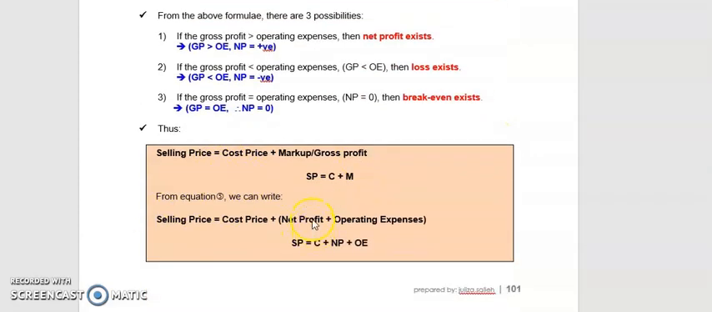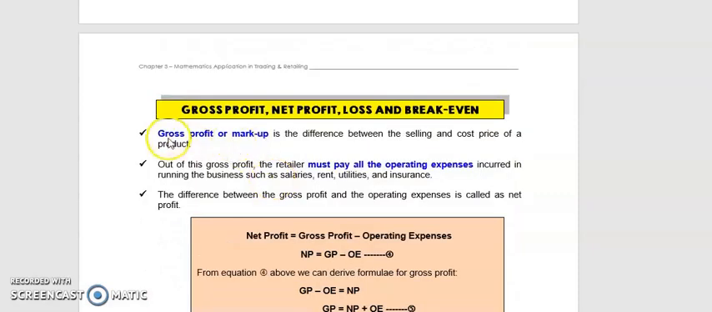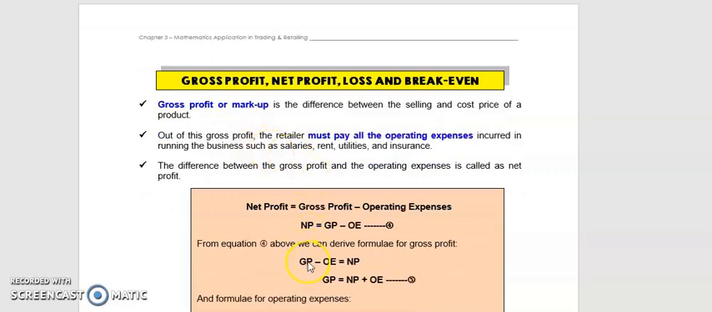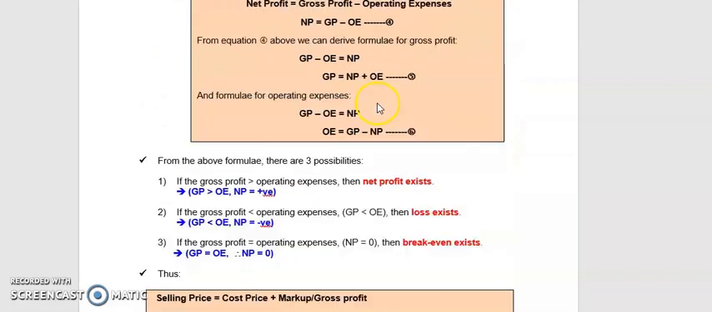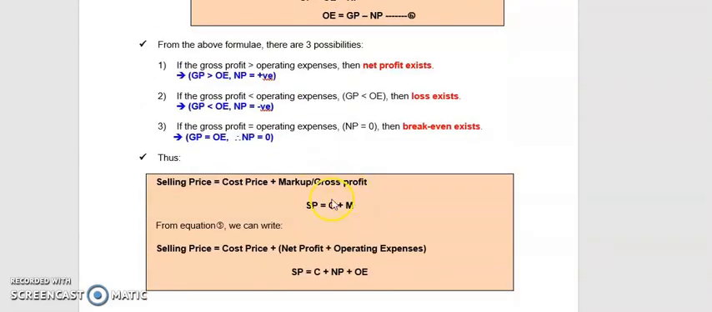If you look at this formula, selling price equals cost plus markup. Remember the first point just now, gross profit is also equivalent to markup. So gross profit here, GP, and GP equals NP plus OE. So actually this is also equal to the formula for markup, because gross profit equals markup. Now let's look at how to get all these formulas with cost inside the formula.